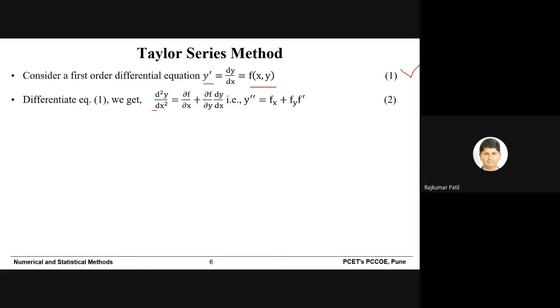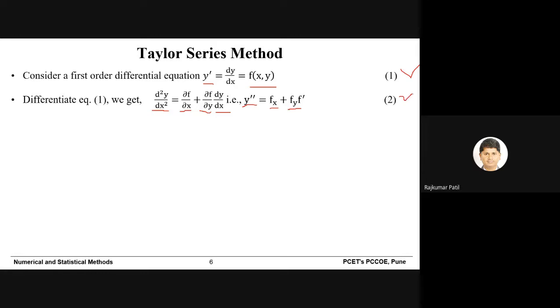So d2y by dx square can be denoted by y double dash. Del f upon del x can be denoted by fx. Similarly, del f upon del y by fy and dy by dx as f dash. So this is how we can denote the derivative of y dash as y double dash, and let's say it is equation number 2.